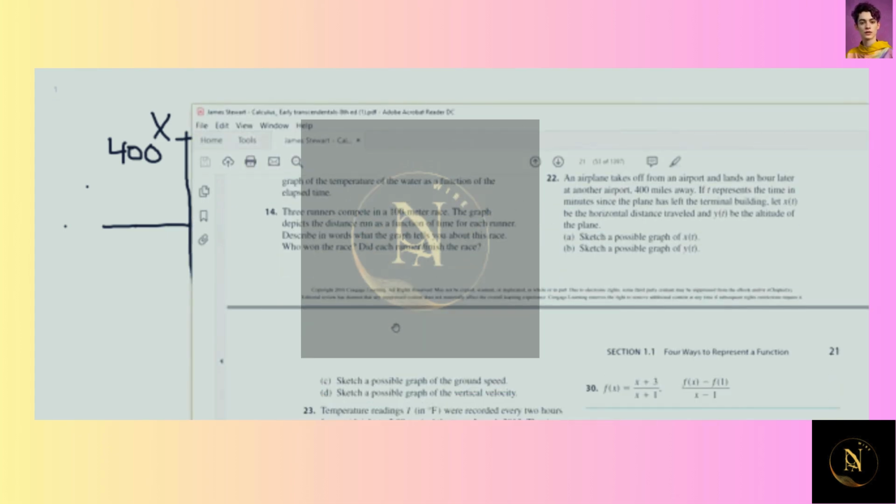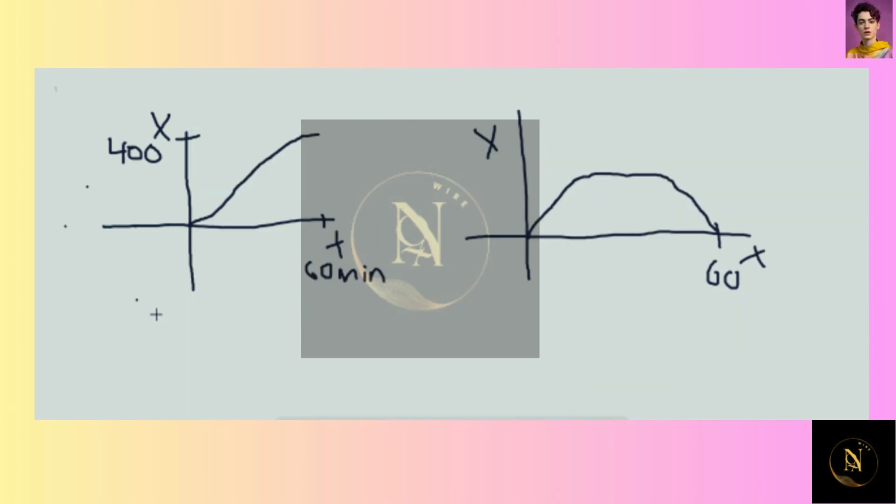Okay, now we're going to sketch a possible graph of the ground speed. So this is the speed of the plane with respect to the ground. And this is going to be similar to horizontal velocity. So we're going to have a graph as a function of t. And now this is our ground speed. So we don't have a variable for this as yet, but it's going to look something like this. We're going to increase, stabilize as we reach a cruising altitude, and then decrease.